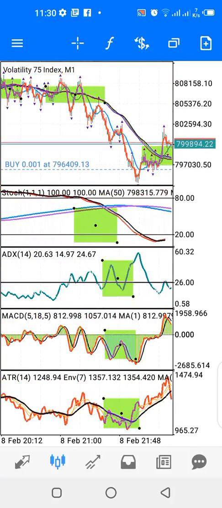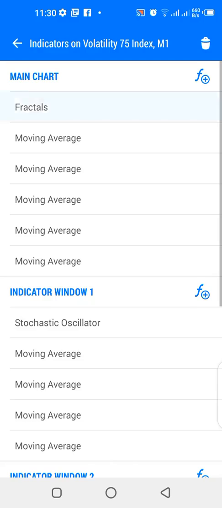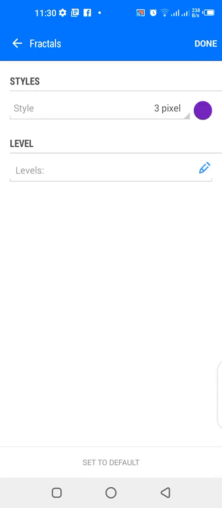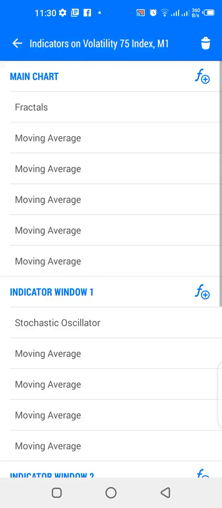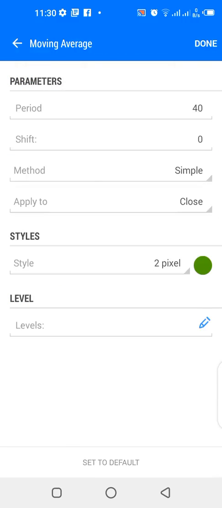Don't forget, if you look at the settings again for the main window, fractals is for identifying the point of rejection, for knowing your support or resistance zone or area. Then we have 5 moving averages on the main chart. We have 40 period, simple, apply to close, green, shift is 0. We have 42 period, shift is 0, simple, apply to close, black.